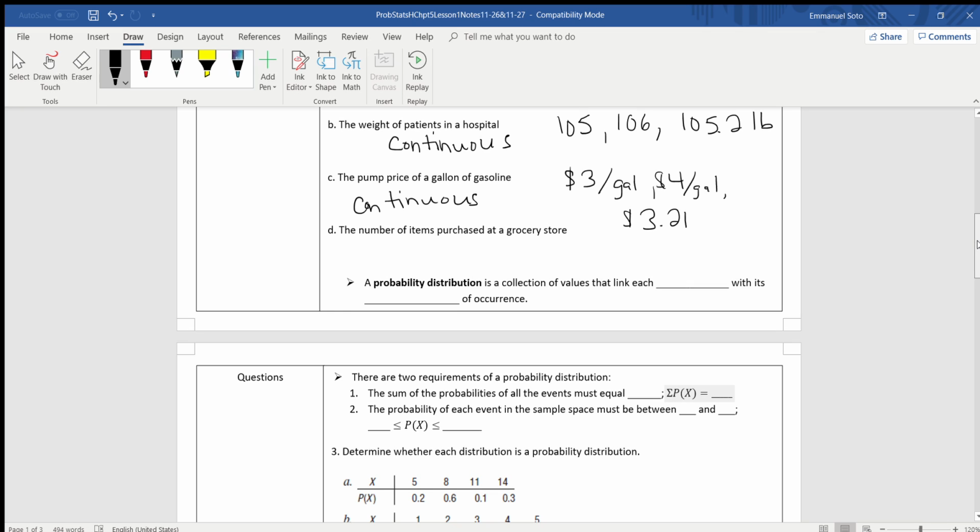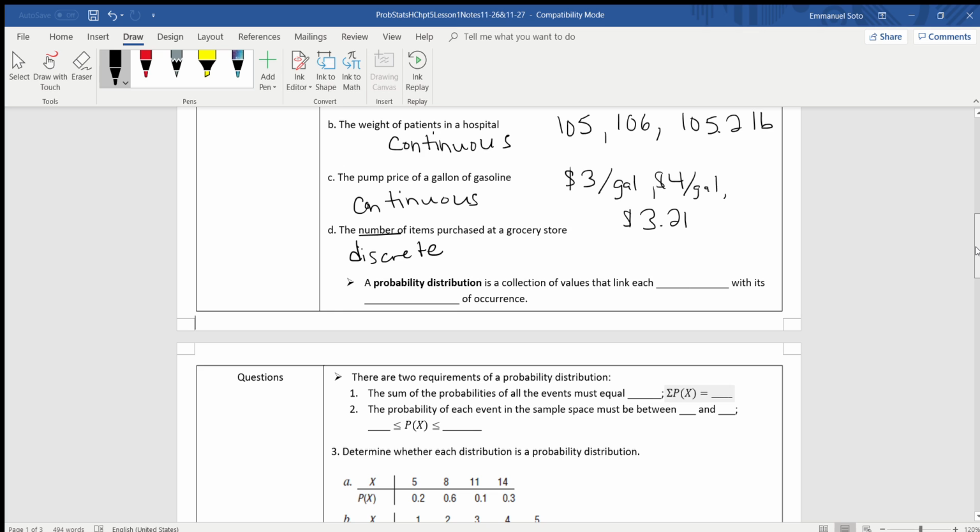The number of items purchased at a grocery store. Again, the number of items is considered a discrete quantity. You can have 1 or 2 items or 10 items in a grocery store. So in this case, this is discrete, since it can be counted.